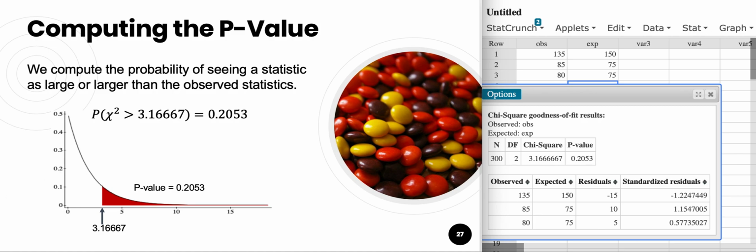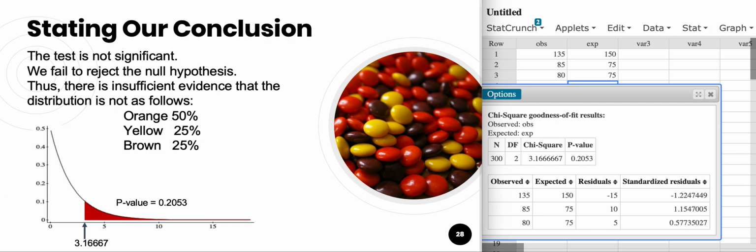So once I have the p-value, then I want to state my conclusion, and in this case, since the p-value is quite large, larger than 0.05, the test is not significant. We fail to reject the null hypothesis. There is insufficient evidence that the distribution is not as follows: orange 50%, yellow 25%, and brown 25%. So if we don't have evidence that it's different than this, I suppose we can assume that the data we collected is consistent with this distribution.